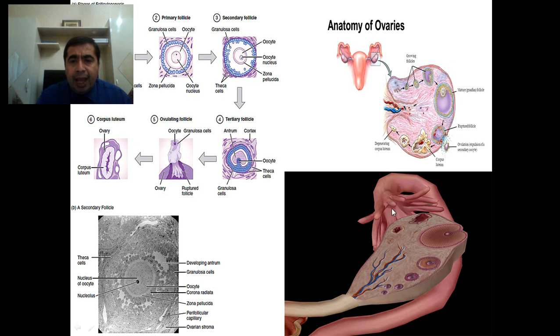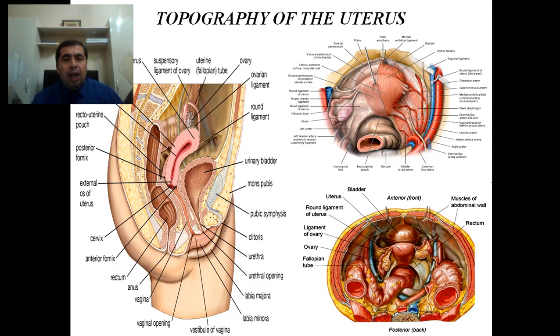You are looking again at this picture, and at the development from the oocyte, the primary follicle, with the oocyte within the follicle, and the formation of the granular cells around the follicle from inside. And you are looking at the topography of the uterus.